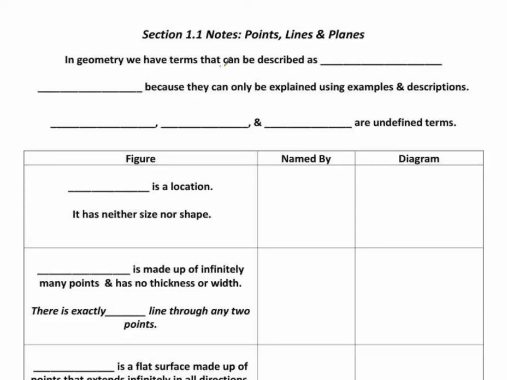In geometry, we have terms that can be described as undefined terms. They're called undefined terms because they can only be explained using examples and descriptions. We can't actually define them mathematically, but we can describe them pretty well. And three of those are points, lines, and planes. So you've probably heard of these things before, but we're going to get a little more specific and try to understand them a little better.